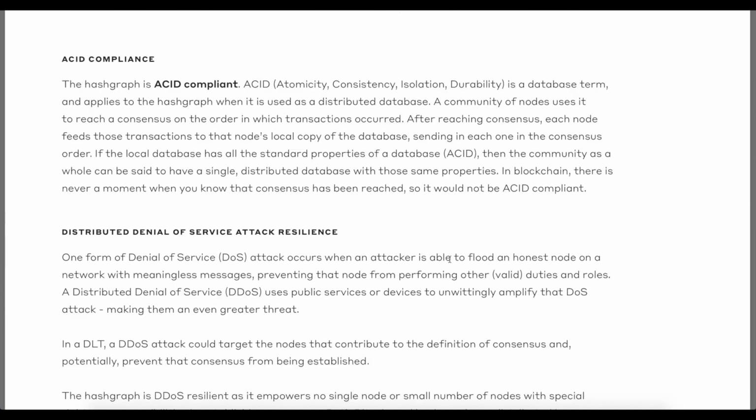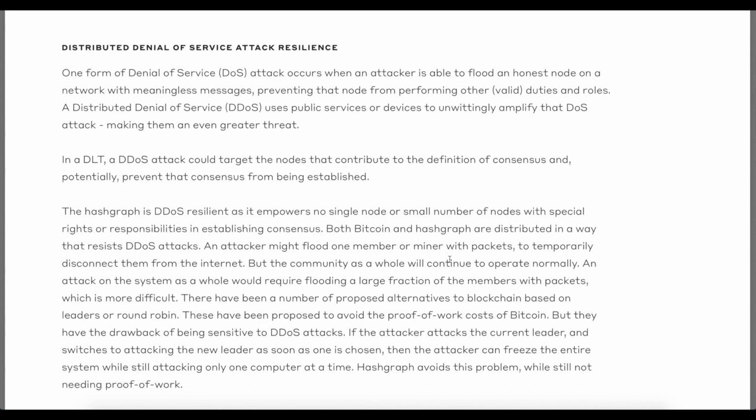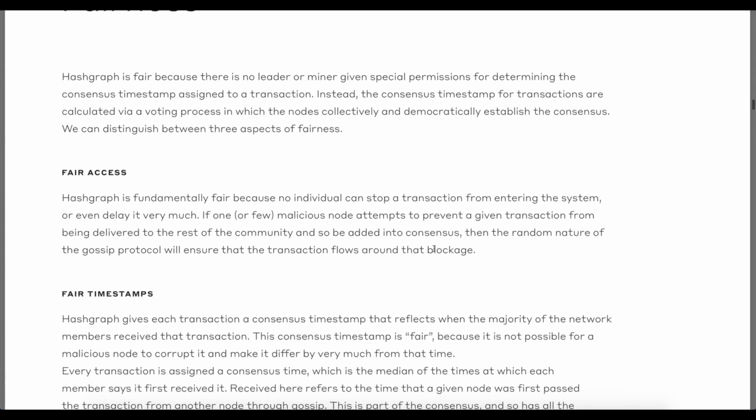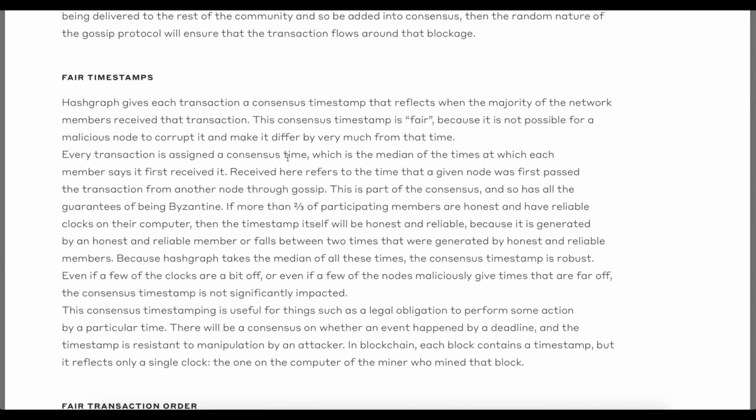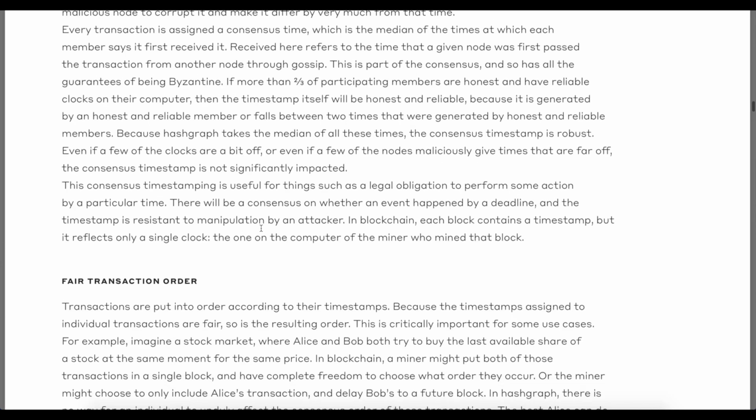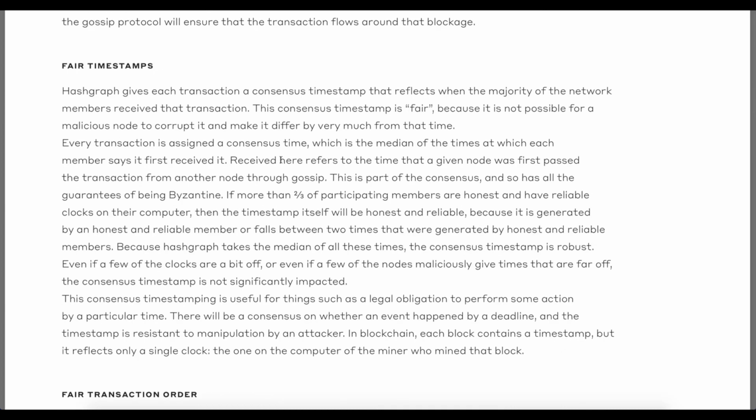Then they are saying that Hashgraph is ACID compliant: atomicity, consistency, isolation, durability. Then Hashgraph is DDoS resilient, and basically a distributed denial of service will not take place on this public decentralized ledger platform. So this is highly secure. Then they have fairness. I already explained the fairness to you guys. I also already explained the fair timestamps, which will be absolutely awesome. And this is one of the best features of this Hashgraph, guys.